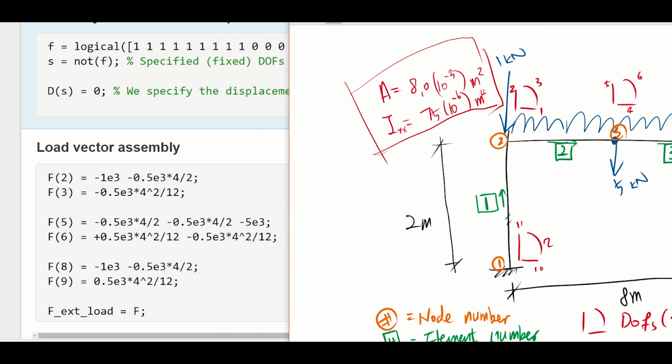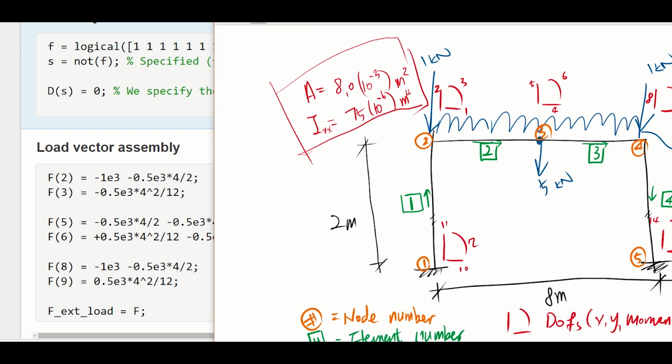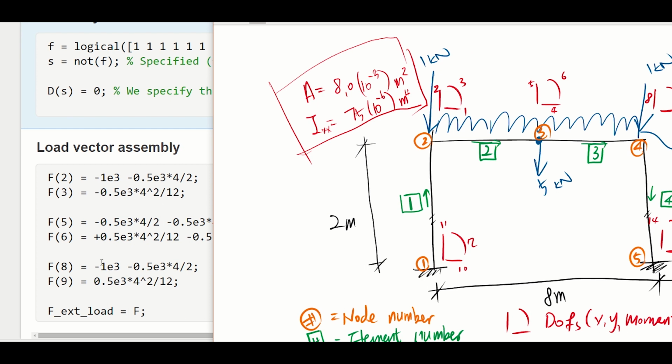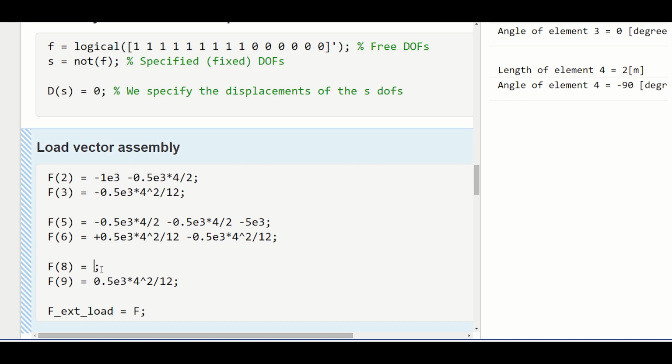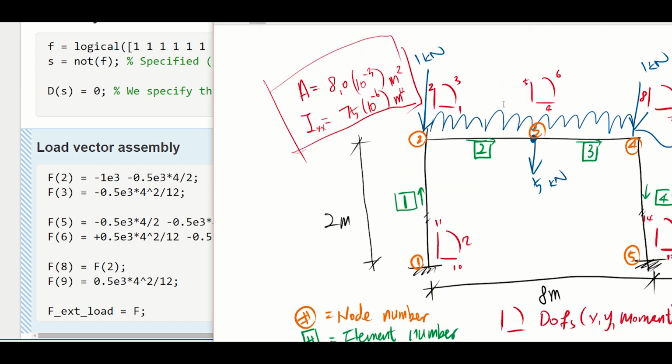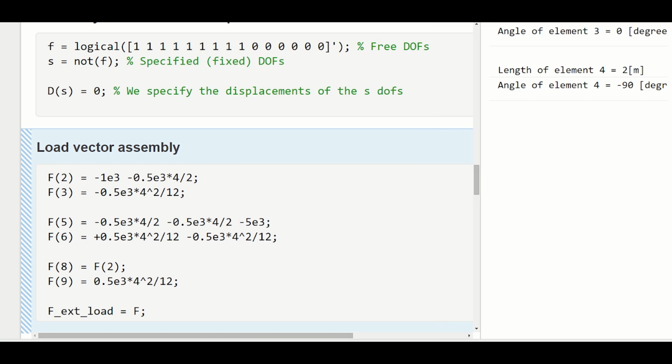And we can move on to 8, which is exactly the same as your second degree of freedom. So I just copied it. And F9 is going to be the positive sign of your third degree of freedom's loading. Alright, I'm pretty sure you understand what's actually cooking here.